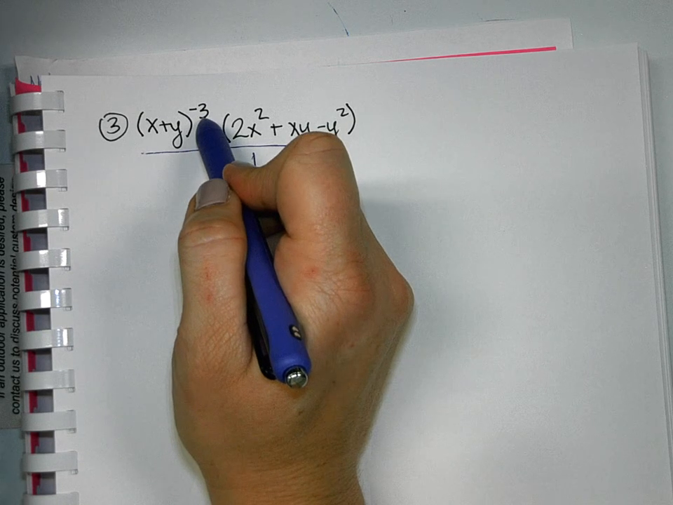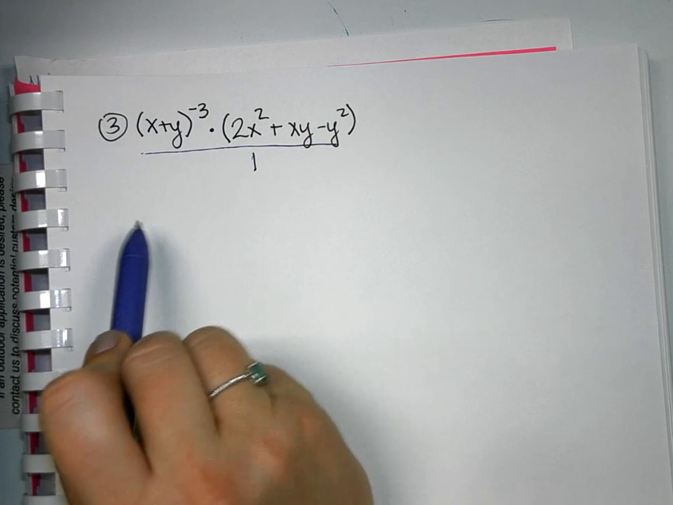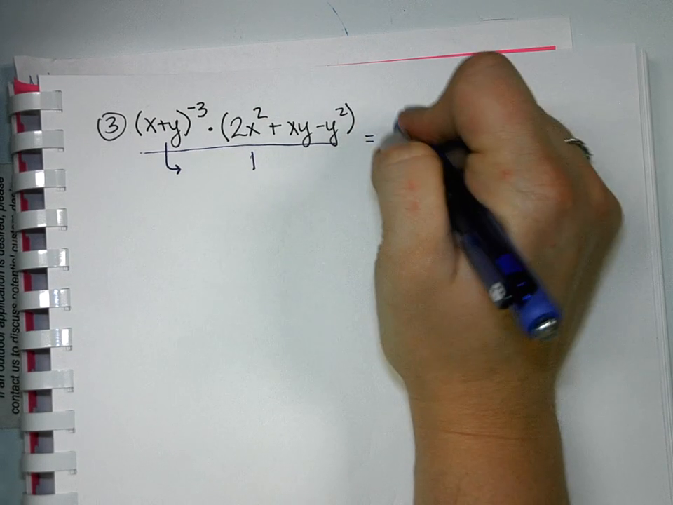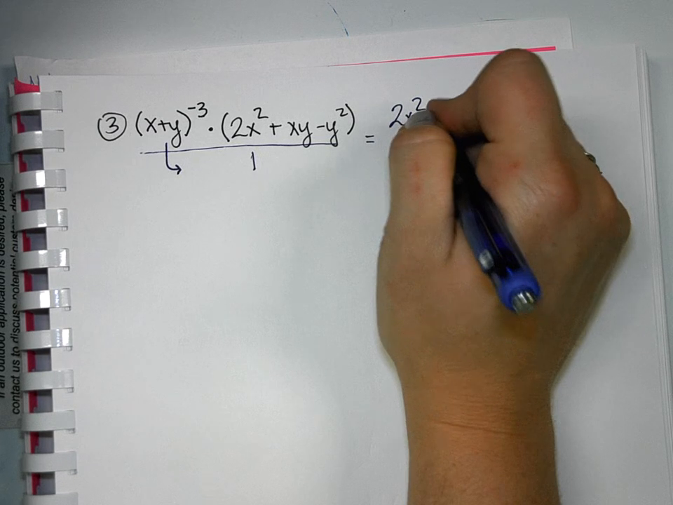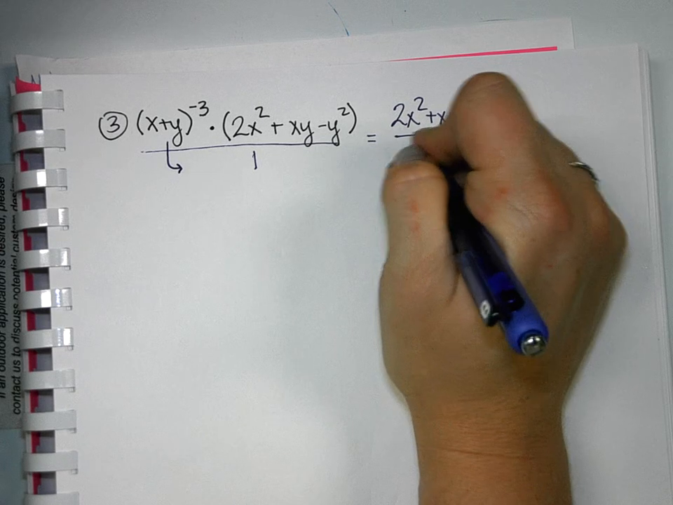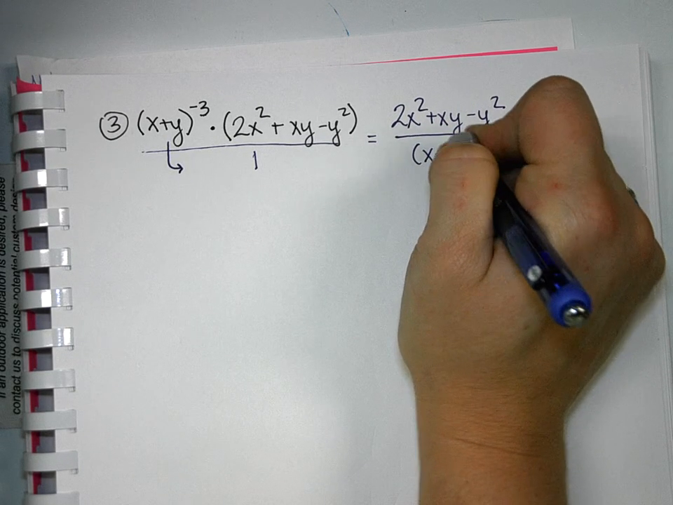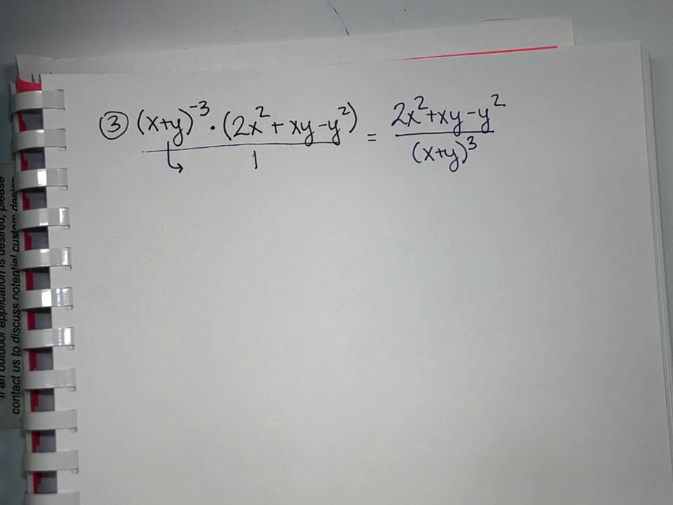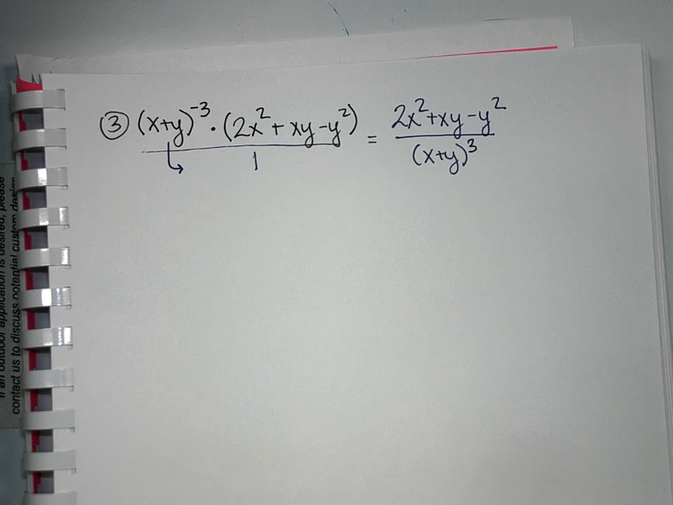So just like in the ones before, I'm going to treat this as if it's all over 1, so that this negative 3 that's applying to the whole polynomial, I'm going to move that whole thing to the bottom. So I'll have 2x squared plus xy minus y squared all over x plus y, and now that 3 becomes positive. So after I've gotten rid of the negative exponents, when I look at this, I notice I don't have a complex fraction here, because I don't have a fraction within a fraction, or a double fraction if you want to think of it that way.